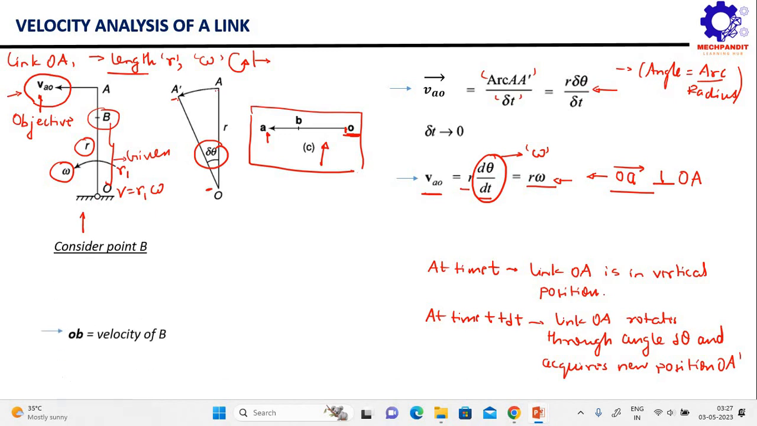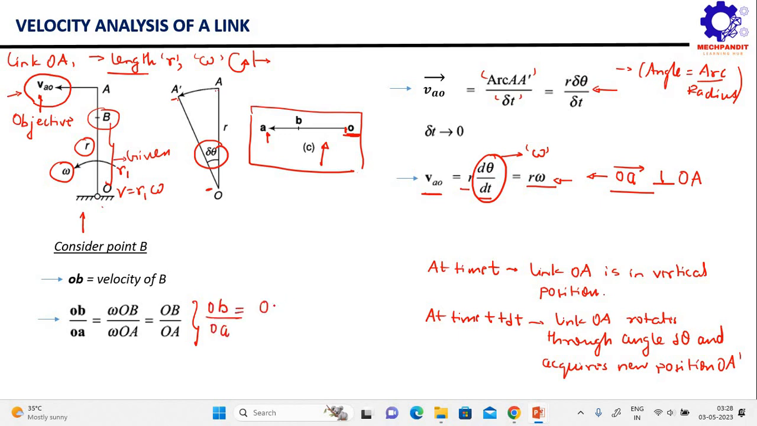In that case, we will say that ob is the velocity of point B, and this point small b will divide the vector OA exactly in the same ratio as the point capital B is dividing the length capital OA. Just remember this point. You can simply say that ob upon oa will be simply equal to capital OB divided by capital OA. I am going to repeat this again, so let me briefly write it down here so that it becomes clear.